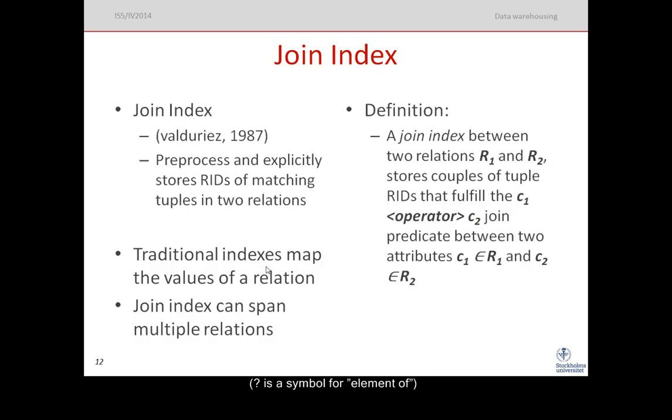So the definition is that a join index between two relations, the first table called R1 and the second R2, stores couples of tuple row IDs that fulfill the predicate column 1 operator column 2. For instance, that the column in the first table equals the value of a column in the second table, like in a join, right? So the predicate is between two attributes, C1 is an element of the table R1, and the column C2 is an element of the table R2. So what it basically means is that instead of joining two tables, you can go to an index and just see which rows are connected to each other in two tables. So that's a join index.